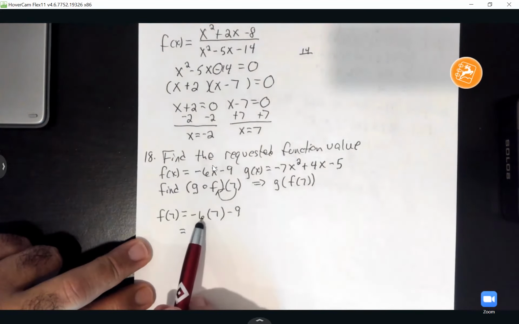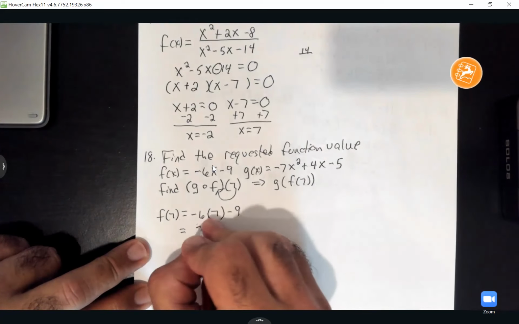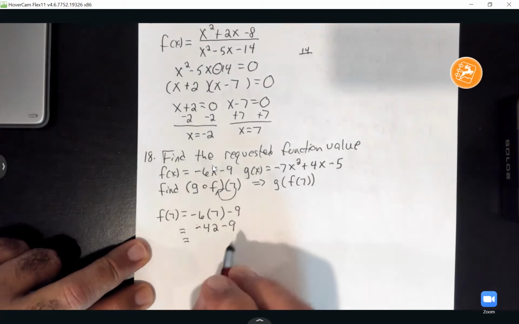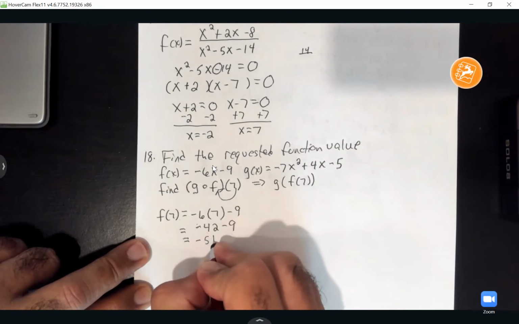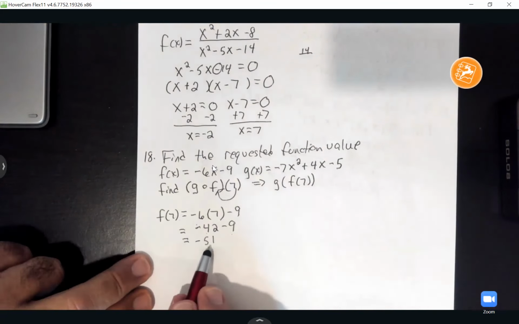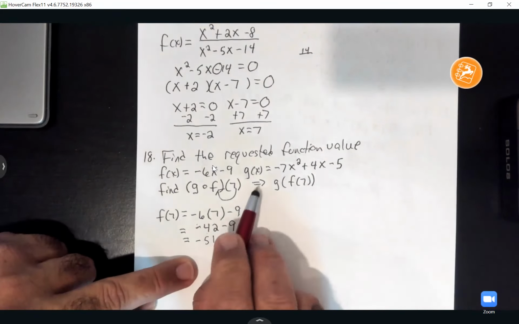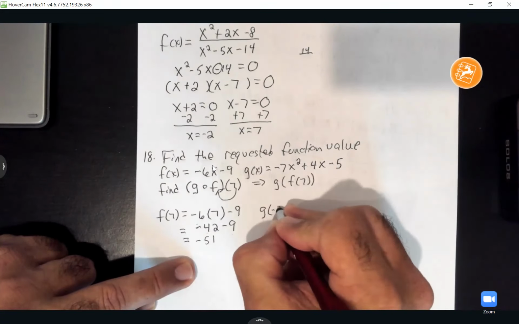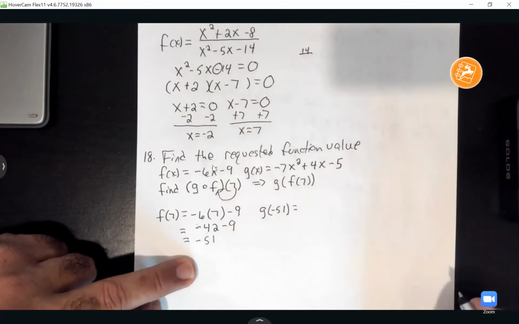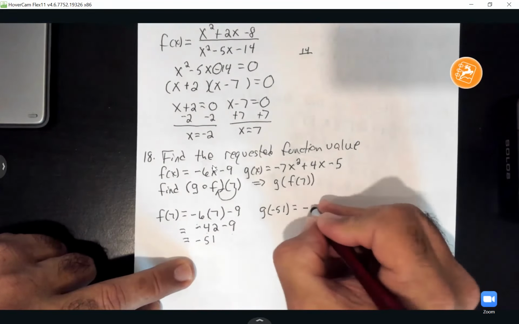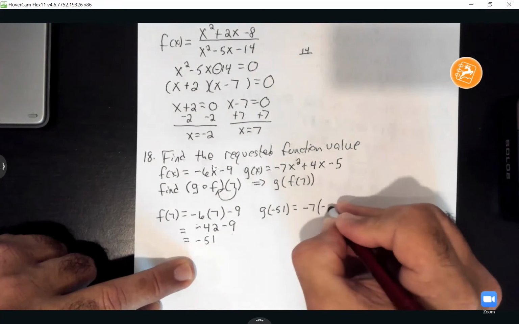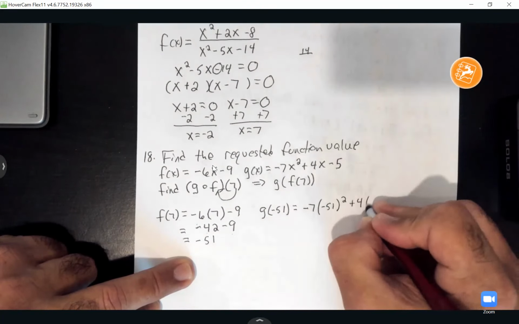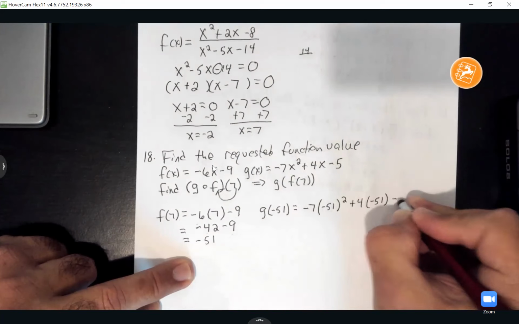All right, y'all, let's see what that is. -6 times 7 is -42. Minus that 9. So -42 minus 9 gives me a -51. So now I put the -51 into the G equation. So we're finding G of -51. So I got -7 times -51 squared plus 4 times -51 minus 5.